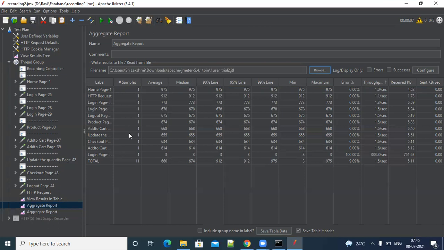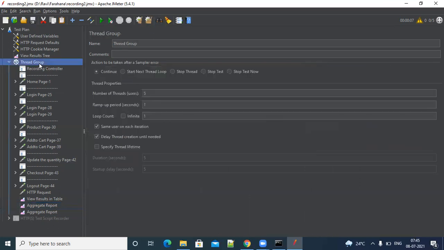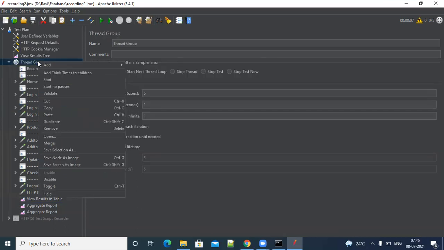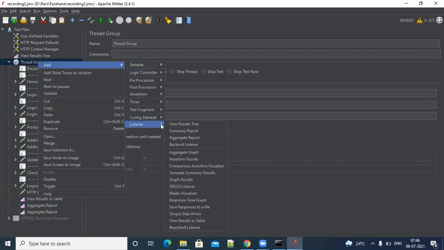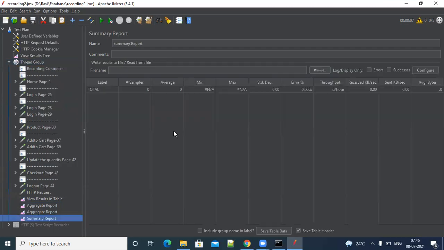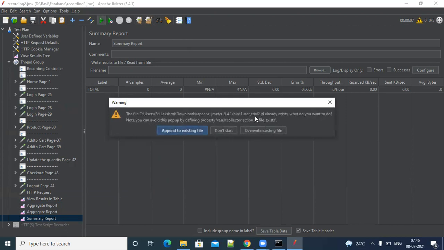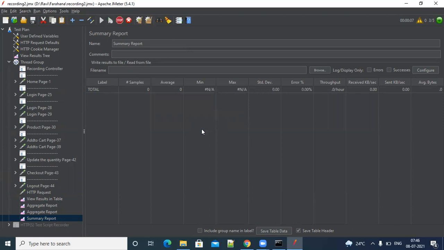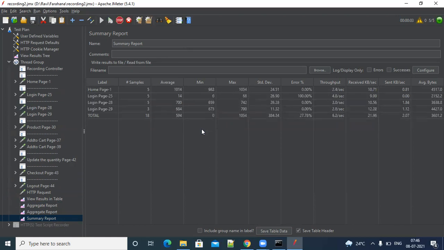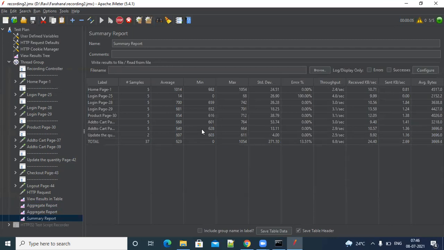Okay. So next is the summary report. Add listener, summary report. This is the same, but we have an extra column of standard deviation. Remaining everything else is the same. So what is standard deviation? Standard deviation is nothing but the difference between each value, as we discussed.